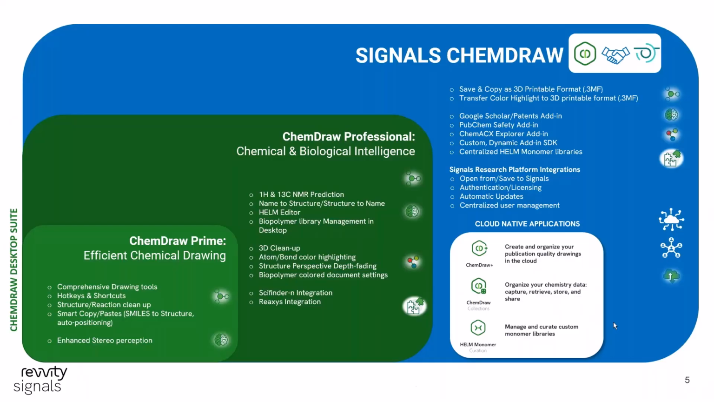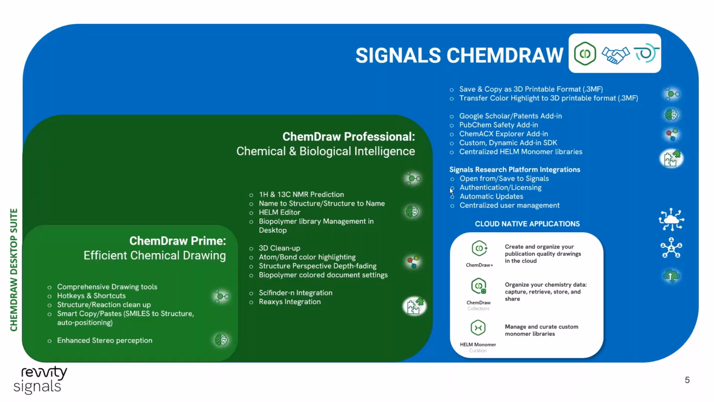On this slide, I've put an overview of the key features and functionality for the different ChemDraw offers. Signals ChemDraw is, as I said before, the ultimate version of ChemDraw. It includes everything that you can see on this slide. With Signals ChemDraw, you will have the ChemDraw Pro version of ChemDraw with additional features that you can read here, but I will go through the detailed explanation later on.